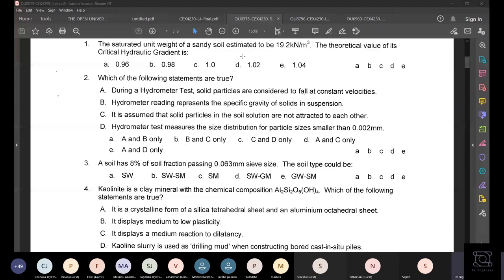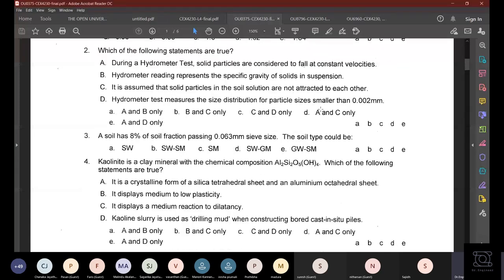So for question 3: a soil has 8% of soil fraction passing the 0.063 millimeter sieve. So the soil type could be... it is definitely a dual symbol, because it's 8% fines. So A and C can be neglected. D and E cannot be the answers, because the major group should be the same. In D they have said sand and gravel, in E it's gravel and sand, and there aren't such dual symbols. So the only possible answer is B.